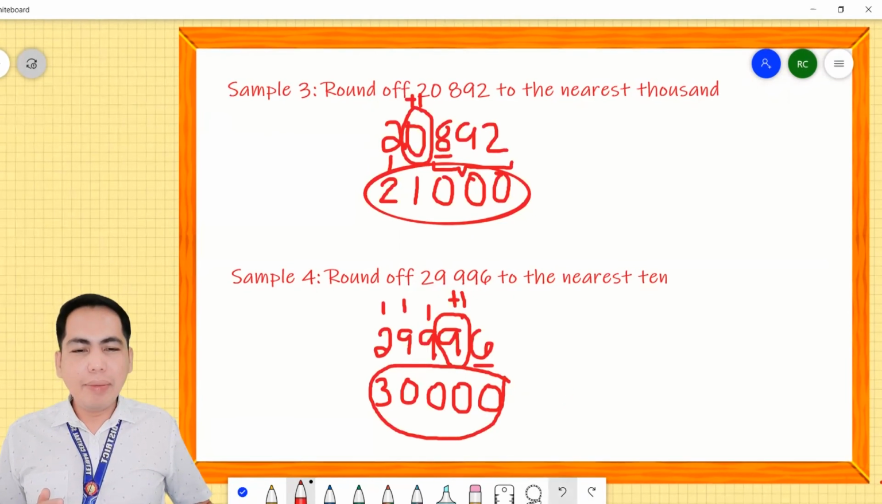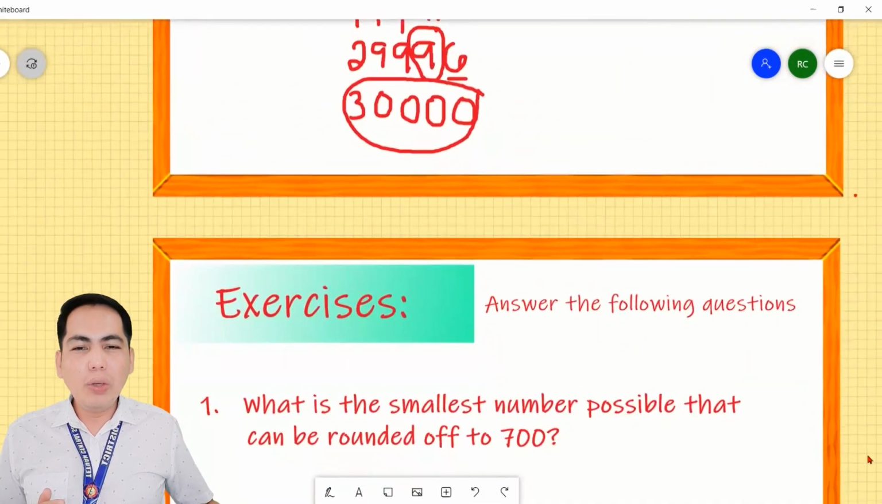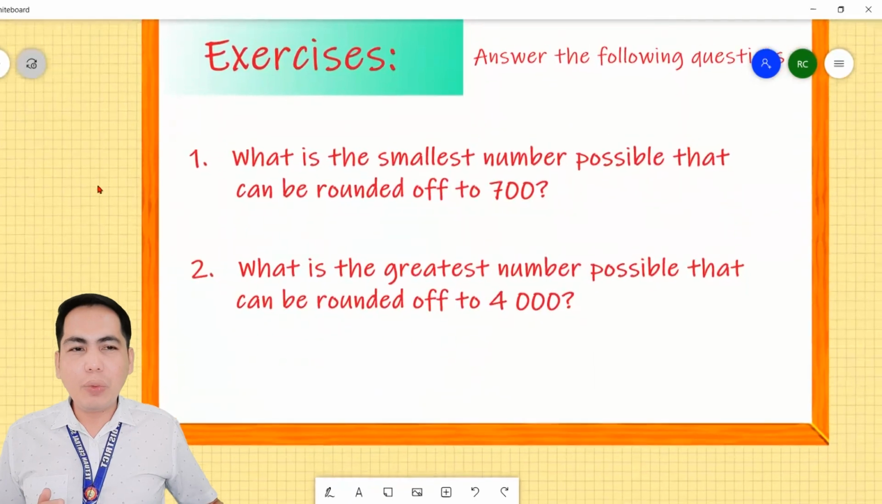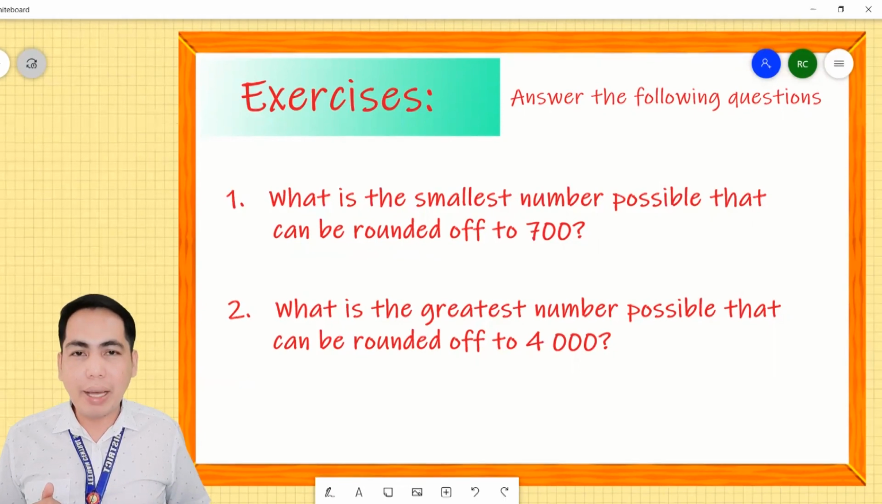Now this time, it is your turn to answer the following exercises. All you have to do is to answer the following questions. When you are done answering the following questions, you may post your answers on the comment section found below. Number 1 question, what is the smallest number possible that can be rounded off to 700? And number 2, what is the greatest number possible that can be rounded off to 4,000?